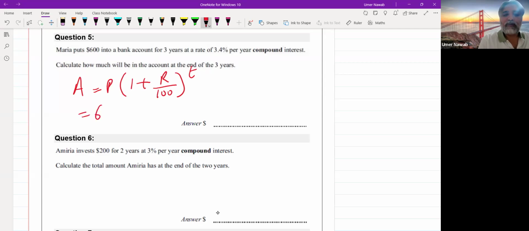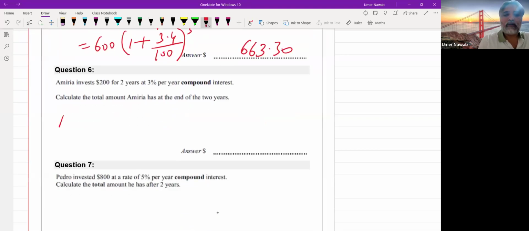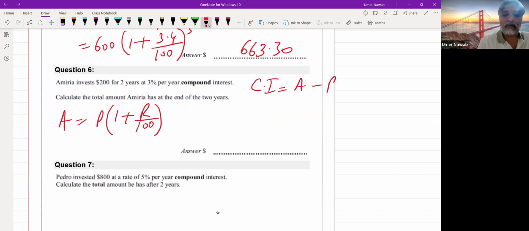So what is the principal amount? 600. 1 plus 3.4 is the rate over 100 raised by T, which is 3. Answer is 663.30. Next, again, is asking you total amount. He's not asking in the question about compound interest. If he asks you, then simple thing is compound interest is equal to amount minus principal. But this is not the case here.